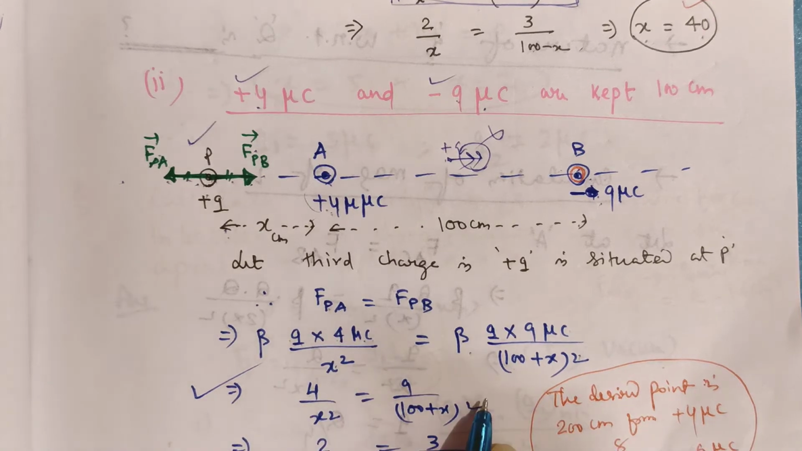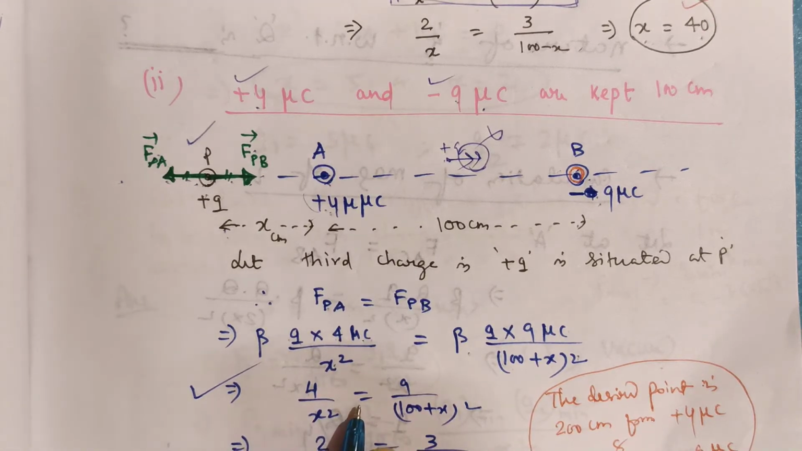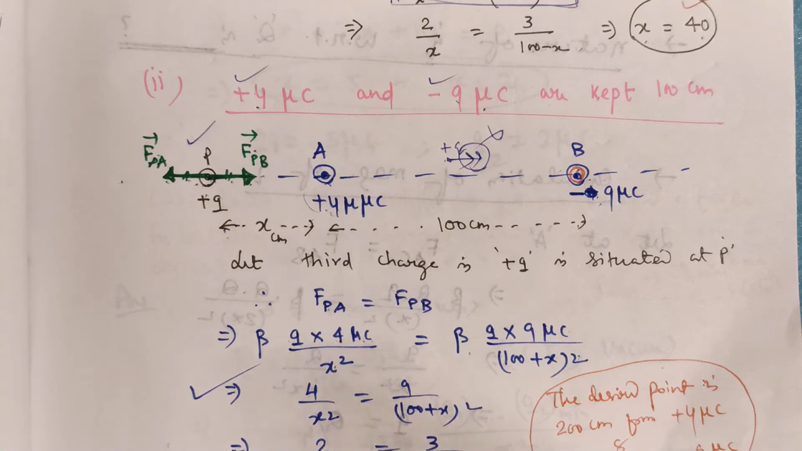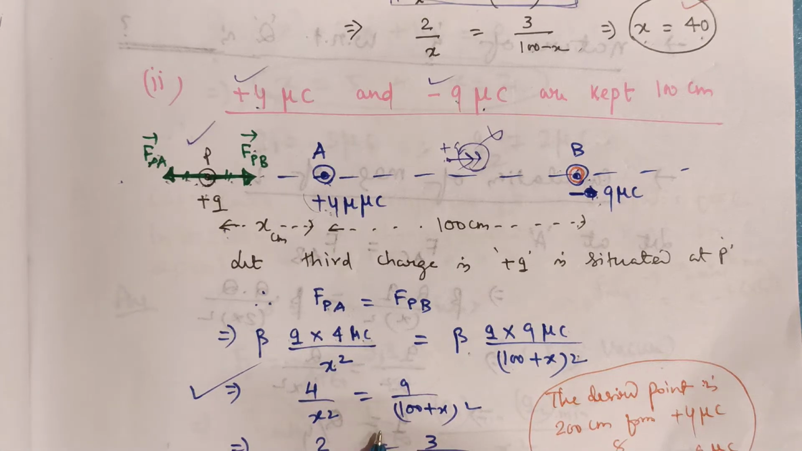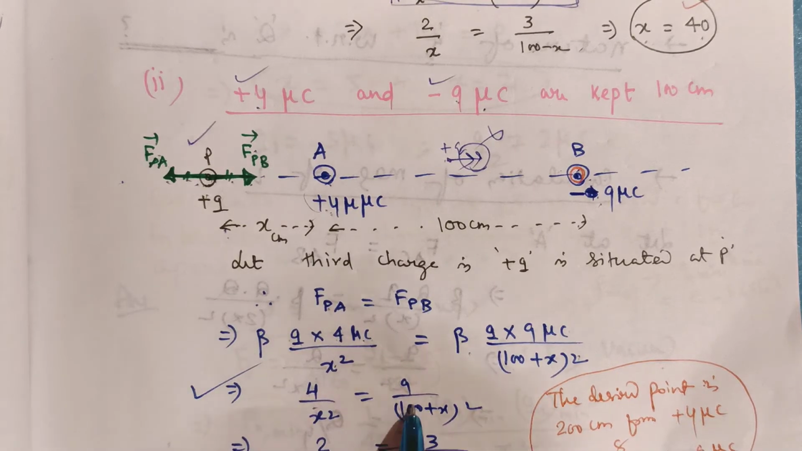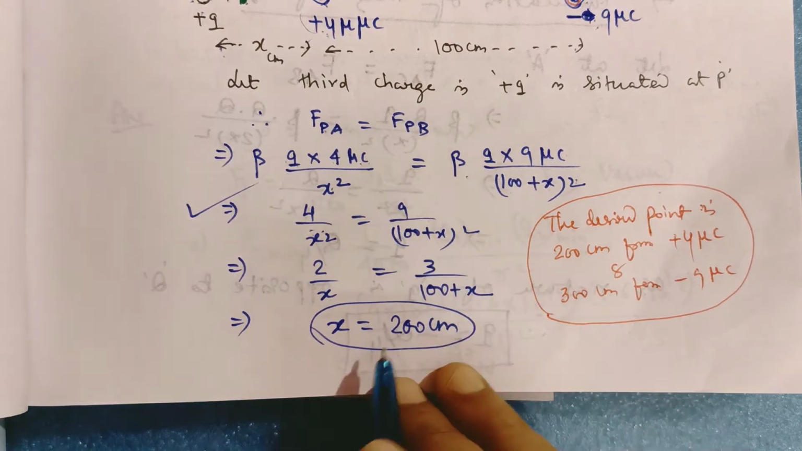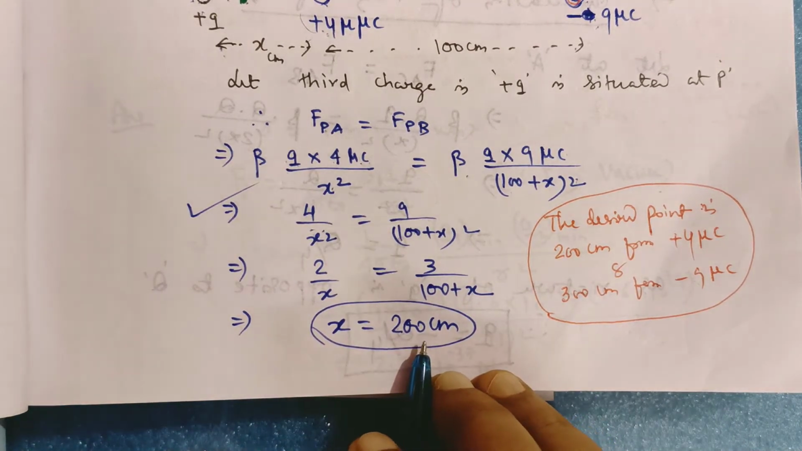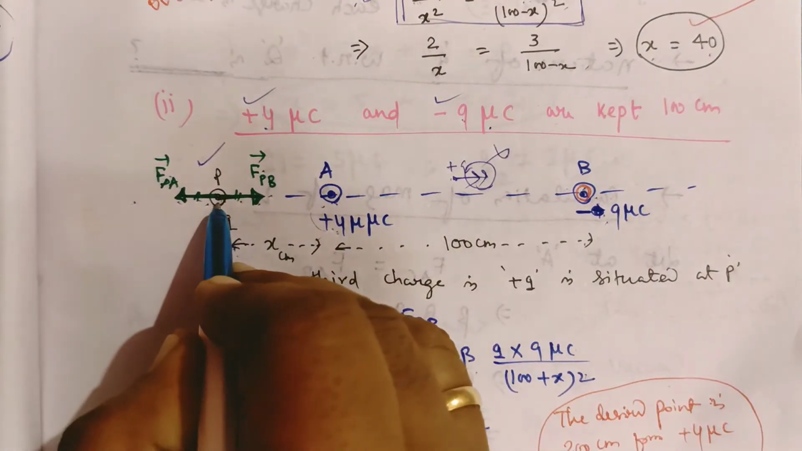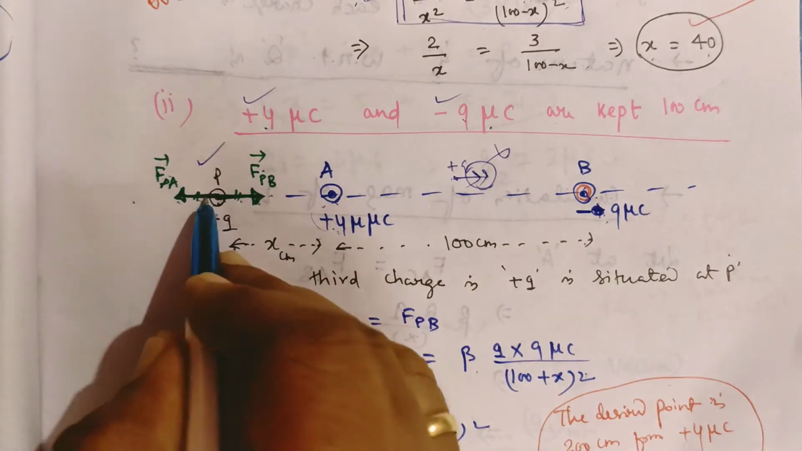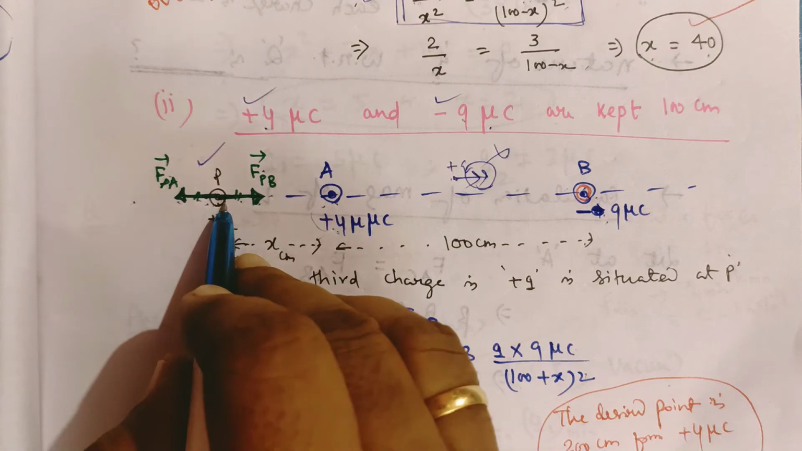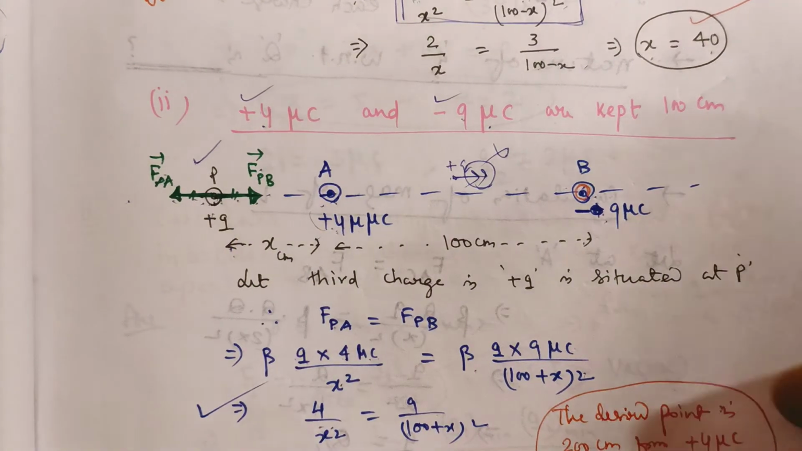This time in the CBSE board exam the question asks, some students take time to solve the problem without taking the square root. So it will take time, a quadratic equation will come and complex mathematics will come. So you should not forget about this. You should take the square root of this. Then you will take 2 by x equals 3 divided by 100 plus x, cross multiply and get the result 200 centimeter. Then you write in language: the desired point is 200 centimeter from point A and 300 centimeter from point B, which is shown in the given diagram. Okay.